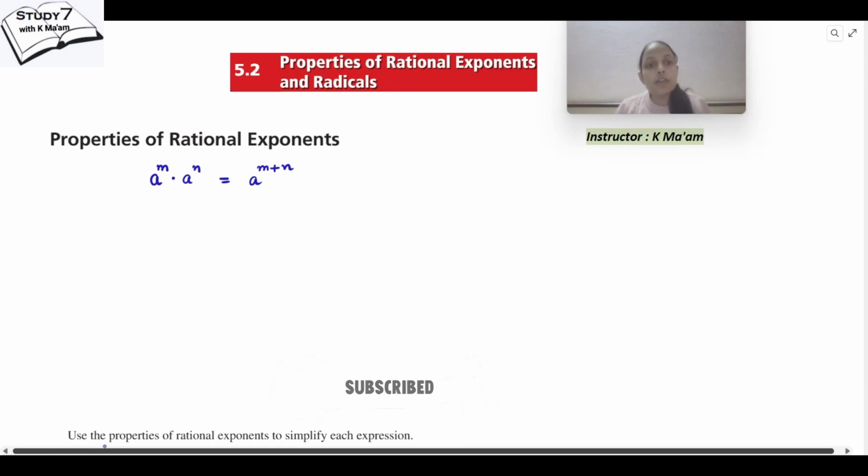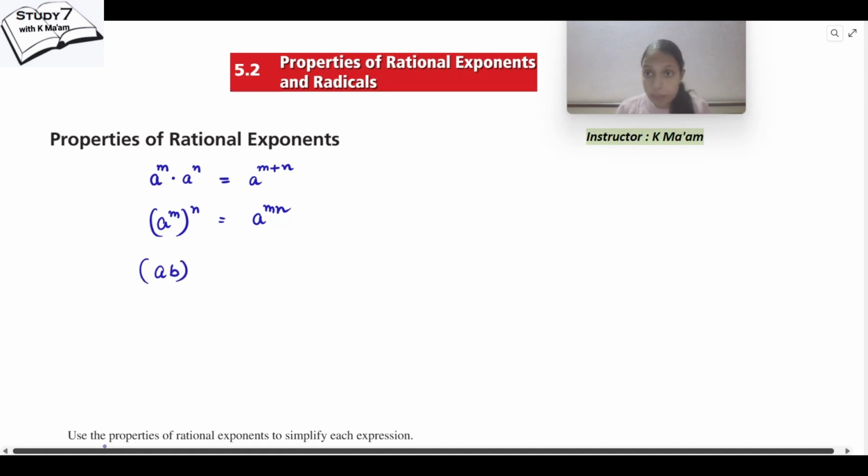Next is the power of a power. Power of a power is a power m, and then you take the whole to the power n. So the powers will multiply: a power mn.